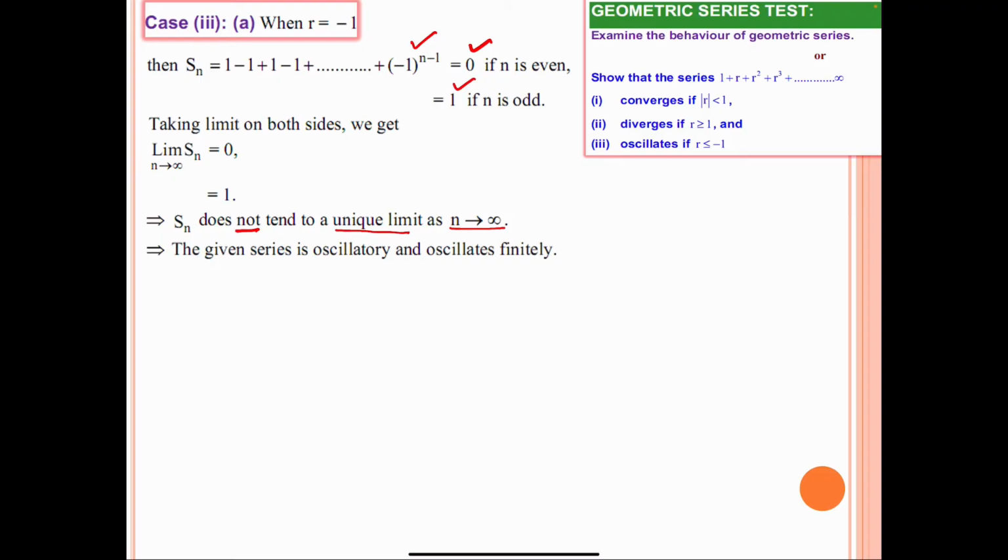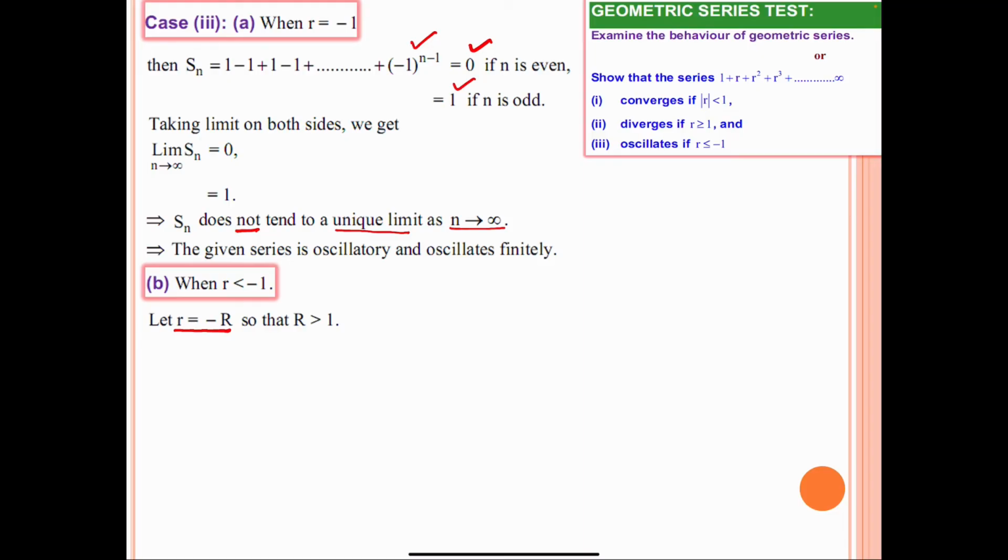Clear? Now B part, when r is less than minus 1. Now let us suppose small r is equal to minus capital R, where capital R is greater than 1. Clear?